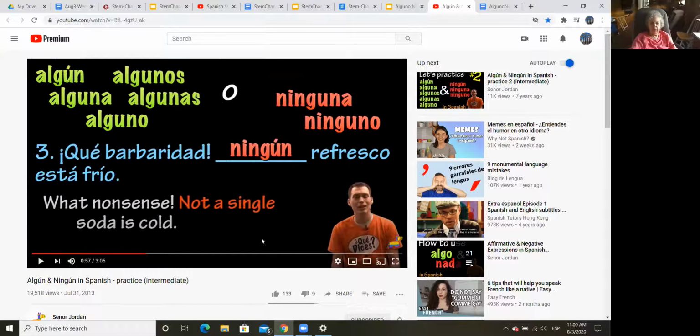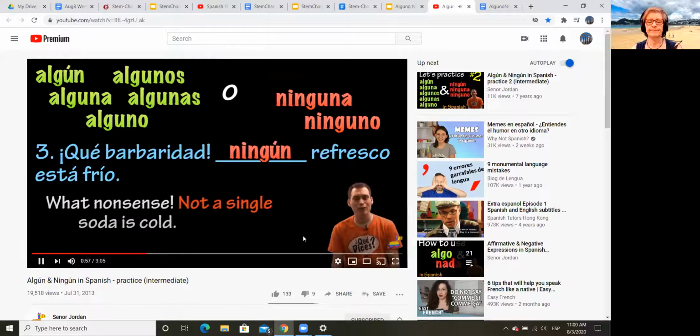Oh yeah, you get to the party. Nobody put anything into the cooler. None of these are cold, right? Ningún refresco, meaning not even one of these things is cold. Ningún refresco está frío.